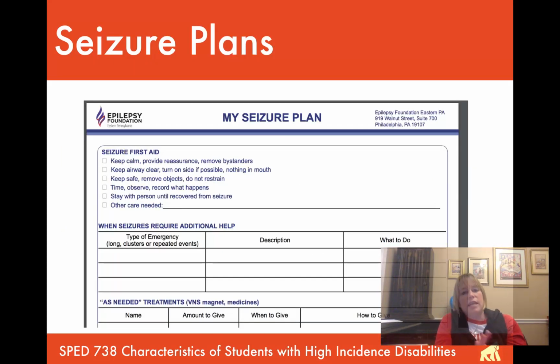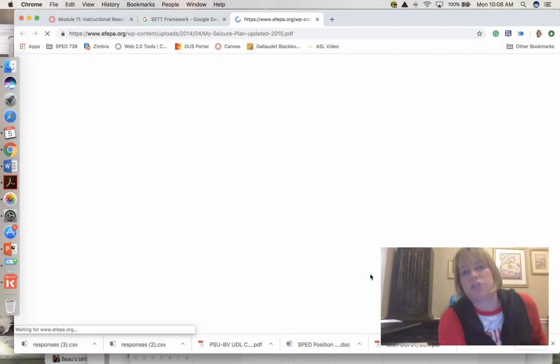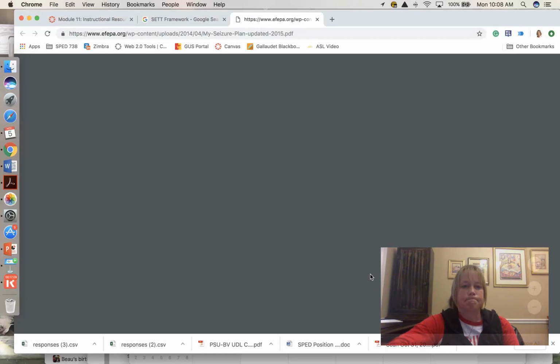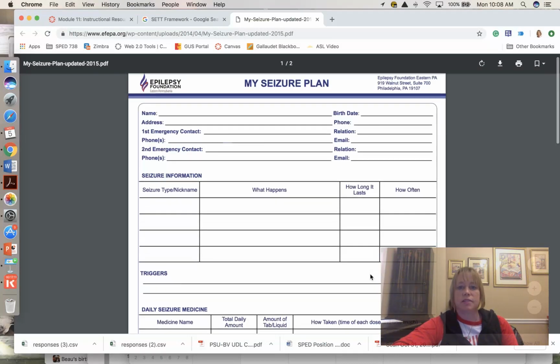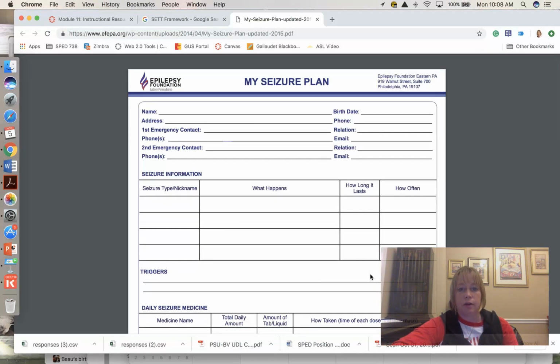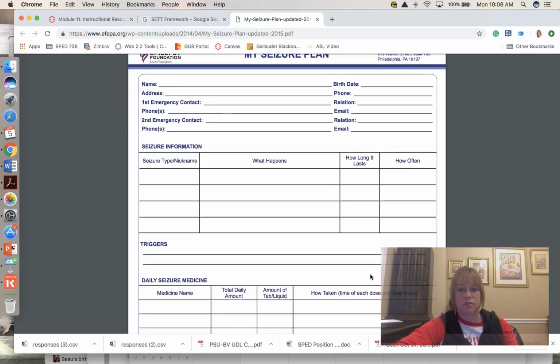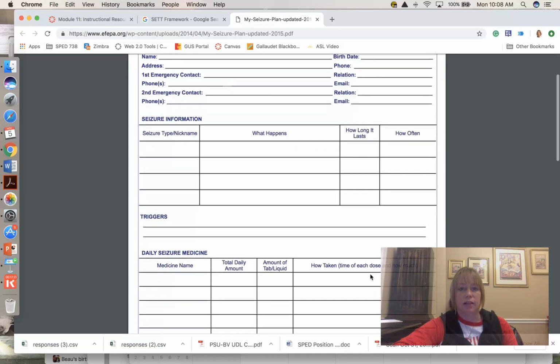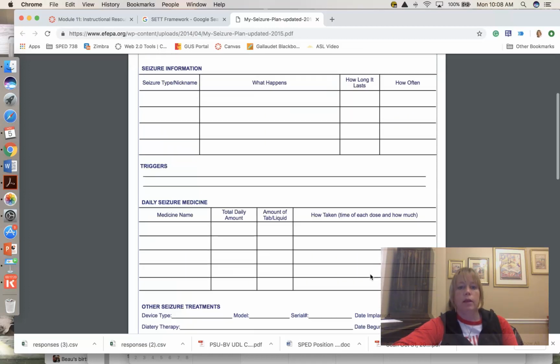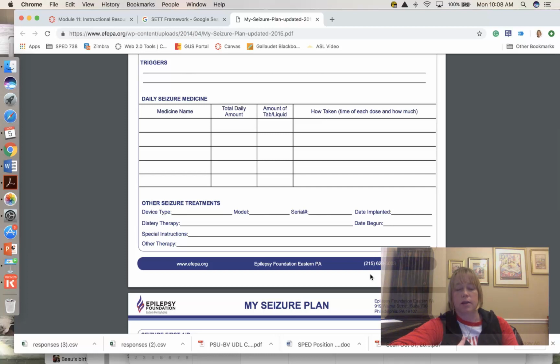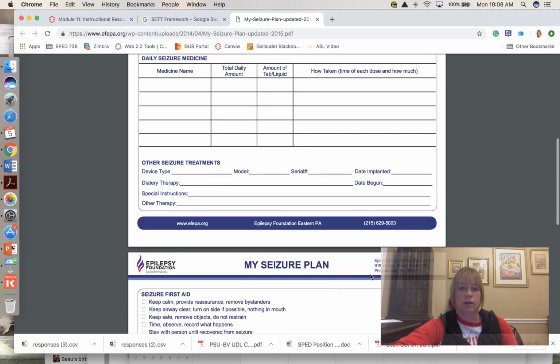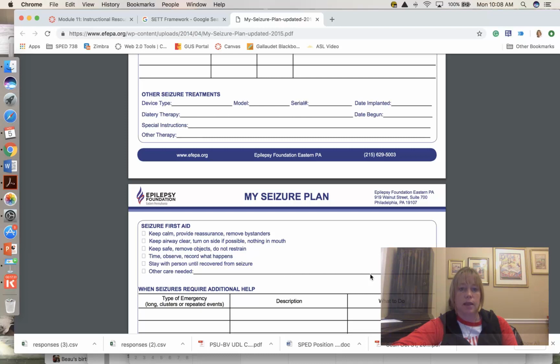But one of the most important things I want to encourage you to do is really have a good seizure plan in place for your students that have seizures and have a history of seizures. This is from the Epilepsy Foundation, and this is what we use within our program. We use this documentation. We sit down with the parents and we fill it out together. We talk about what types of seizures the child has, typically what happens when they have those seizures, how long do they last, how often do they have them. We also just document what kind of seizure medicine they're currently taking and any other kinds of seizure treatments they have.